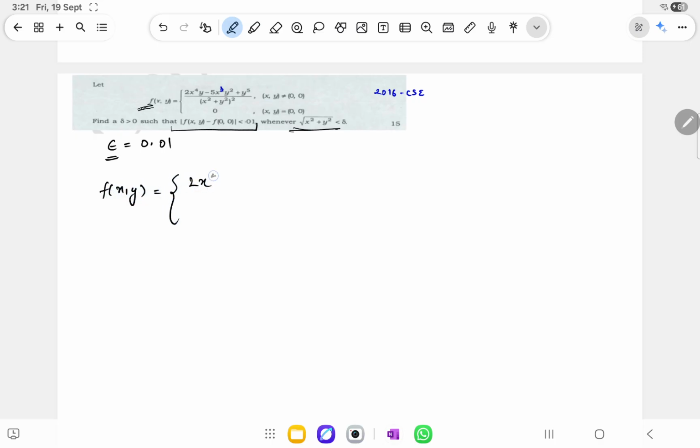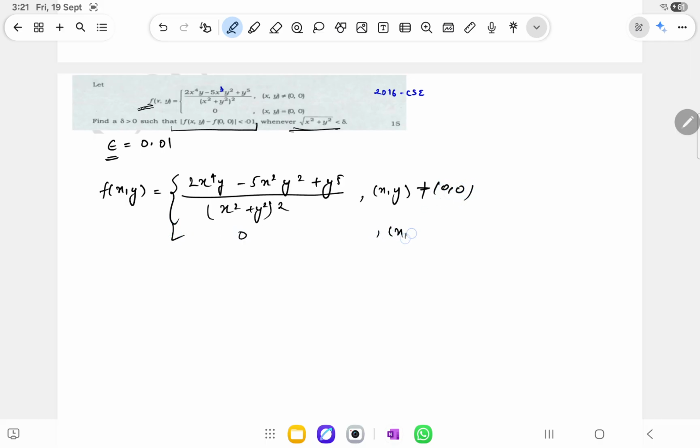In the actual question they have given f(x, y) equals (2x^4 y minus 5x^2 y^2 plus y^5) divided by (x^2 plus y^2) whole squared whenever (x, y) is not equal to (0, 0), and it is 0 whenever (x, y) is equal to (0, 0). This was the actual question, but you won't be able to solve this. There might be a slight misprint in this question.